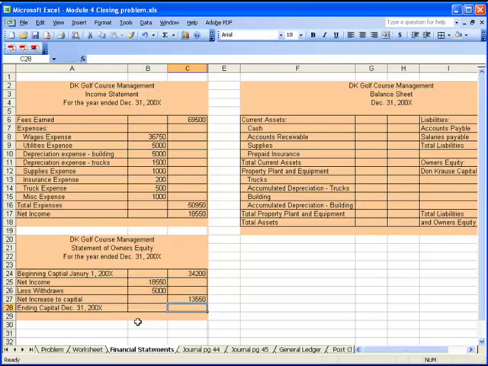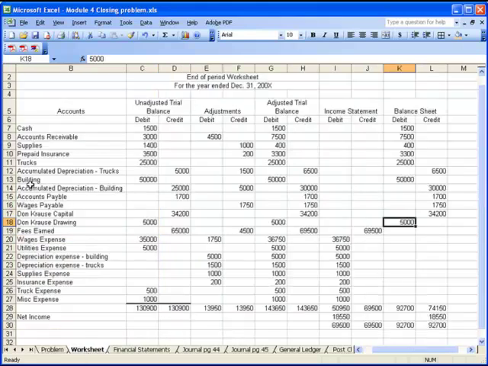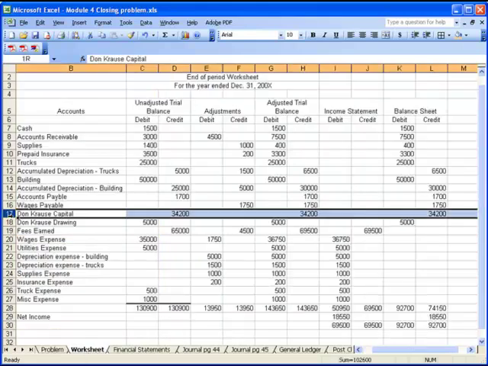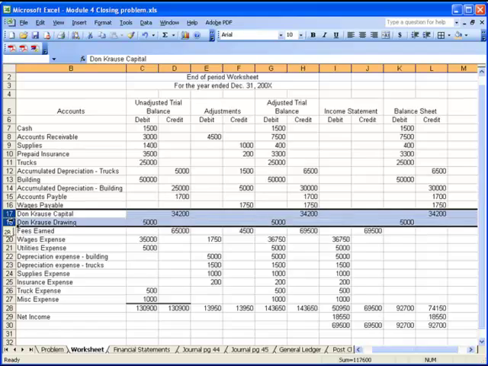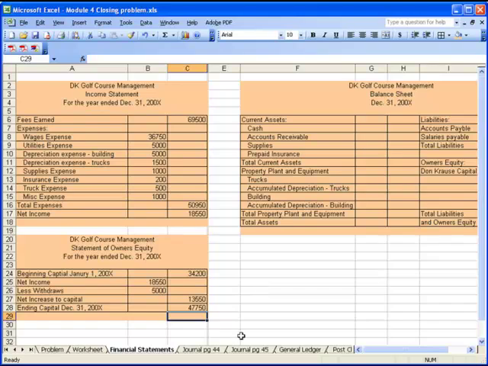And so my net increase to capital is $13,550, making my ending capital simply my beginning capital plus the increases to capital. And my ending capital is $47,750. And I've created my statement of owner's equity. The information I needed was found here on my worksheet, along with my income statement, and between those two I was able to create that.